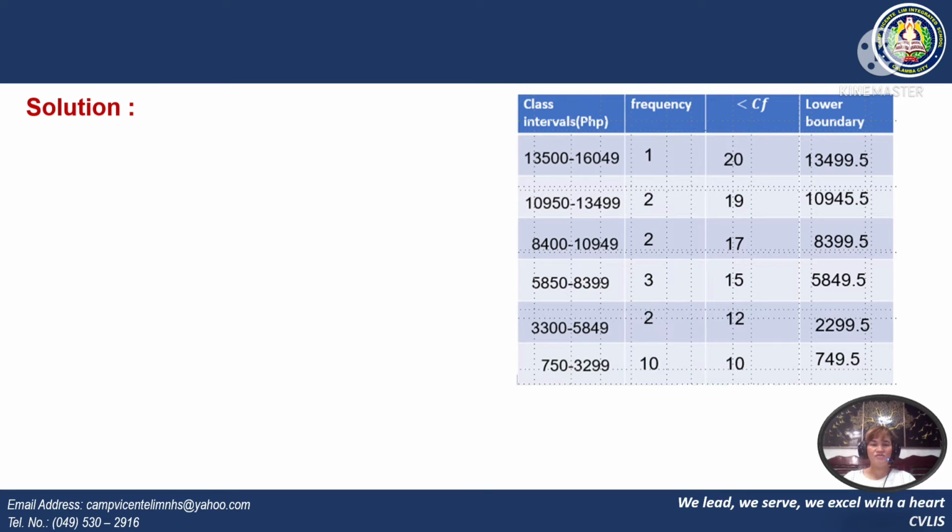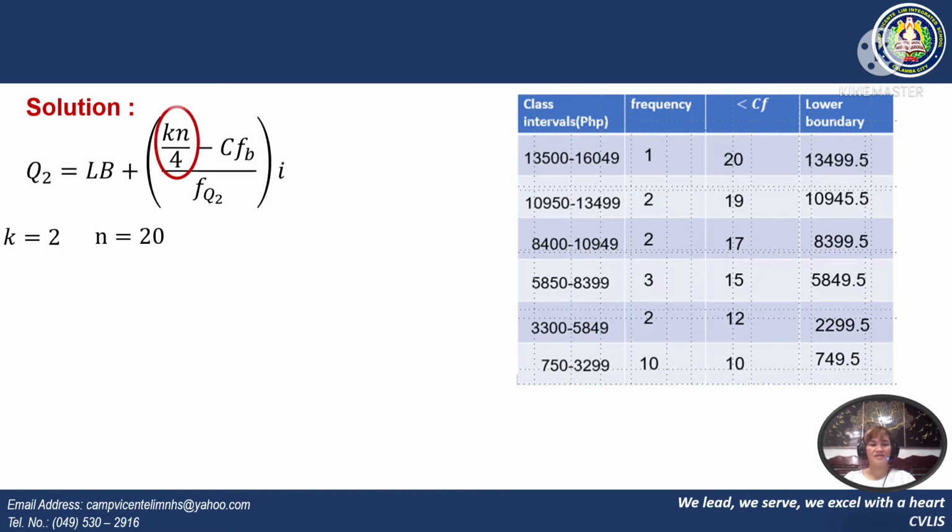Let us solve for the median using the second quartile formula. In this table that contains the class intervals, frequencies, less than cumulative frequencies, and the lower boundaries are all essential values needed in the equation. So once again, the equation is Q sub 2 is equal to LB plus the quantity of kn over 4 minus the cumulative frequency before, over the frequency where the second quartile is located, and then multiply the quotient to the interval. So our k is 2, n is 20, and kn over 4, which is our locator, is equal to 10. So this means that the median of this data is found in this class interval.